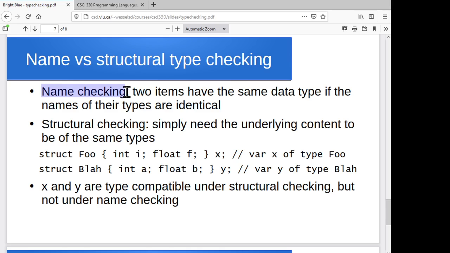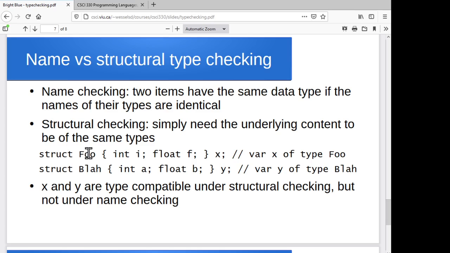On the other hand, you can take a structural approach to type checking where you say, well, under the hood, they're both floats, so there's no reason why I can't assign y to x or x to y. So structural checking looks at the composition of primitive data types and just uses that as a way of saying, are these things the same type?